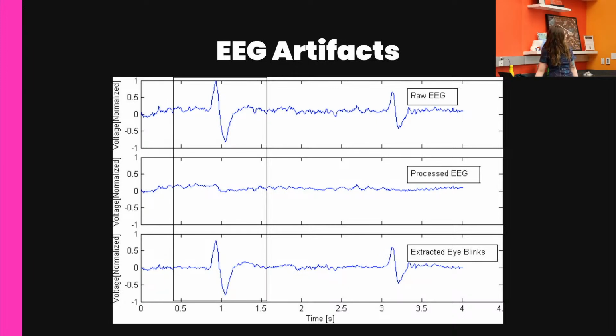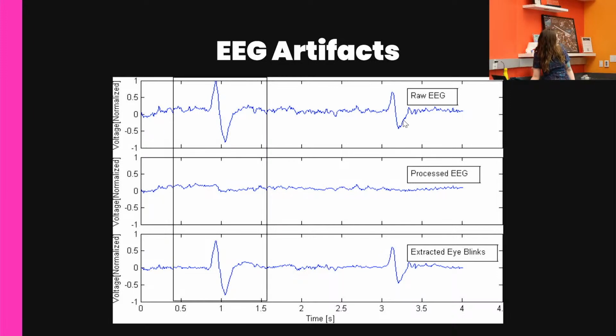And so we can extract eye blinks as well. We have the raw and processed EEG here, and then we have the extracted eye blinks. But it's a balance between signal and noise, and it depends on how much data you have and the equipment that you have, how much you can extract of all sorts.